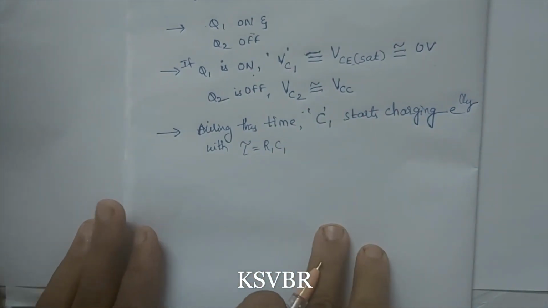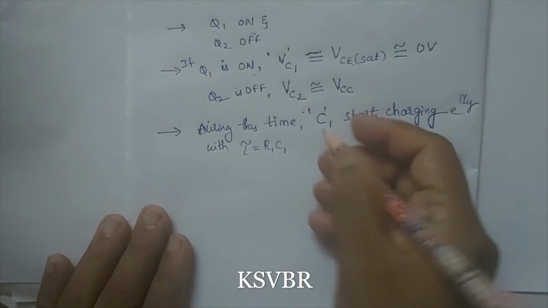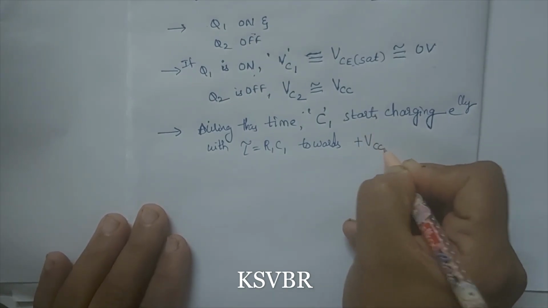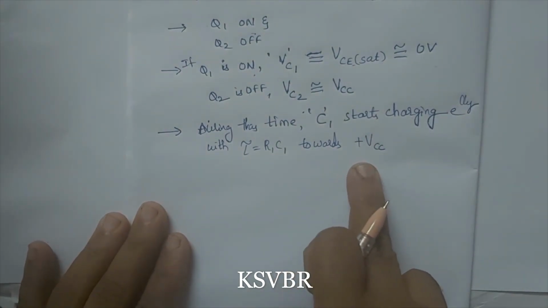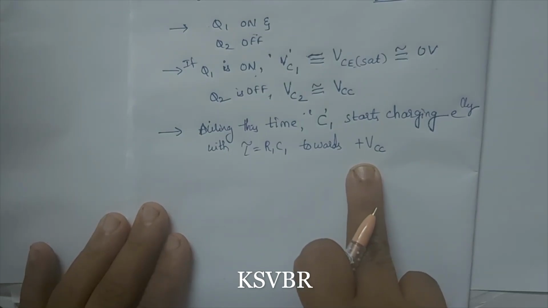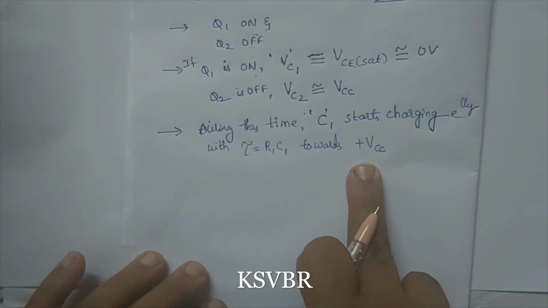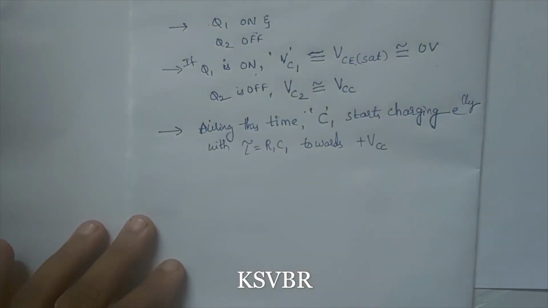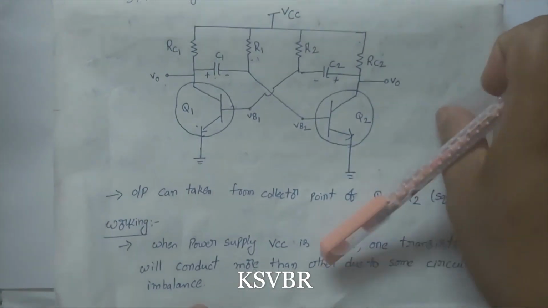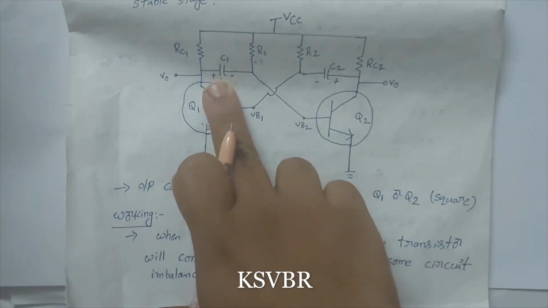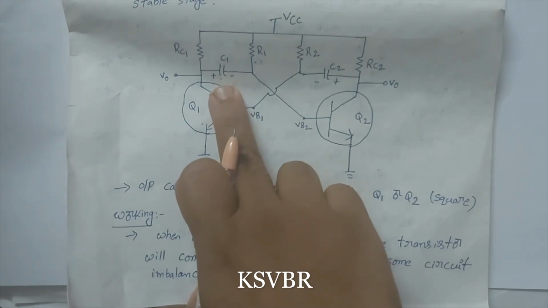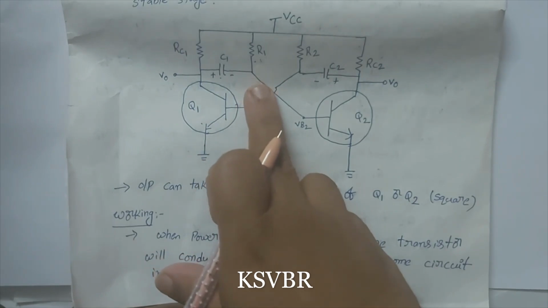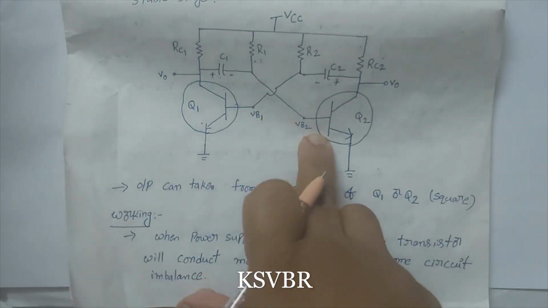The time constant is equal to R1 C1, towards VCC. It is charging, so it will charge up to the maximum extent. The maximum voltage in our circuit is plus VCC. So here, towards plus VCC, the capacitor is charging exponentially, where the capacitor is connected in between here and here. From here it is taking voltage, so that voltage will go to VB2.